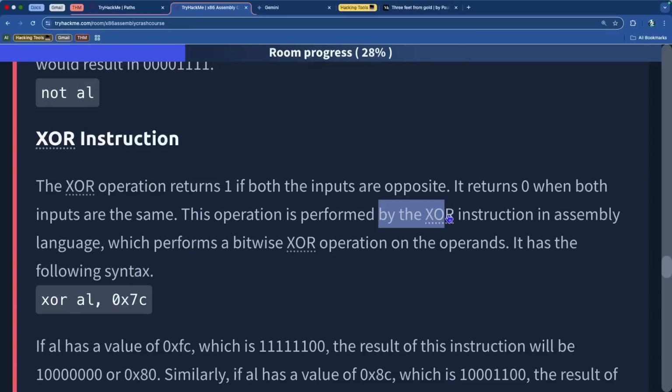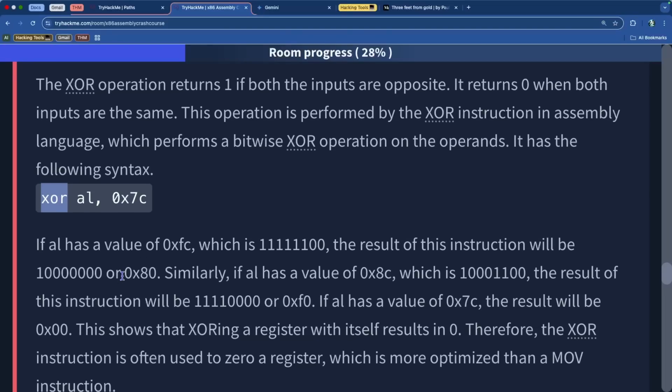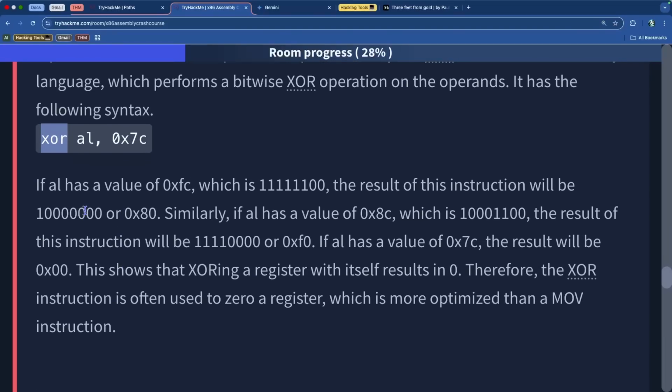This is performed by the XOR instruction in assembly language, which performs a bitwise XOR operation on the operands, and it has the following syntax: XOR AL, 0x7c. If AL has this value right here, the result of the instruction will end up being 1, 1, 0, 0, 0, 0, which is this. If it has a value of this, which is this piece right here, the result of the instruction will end up being this right here.